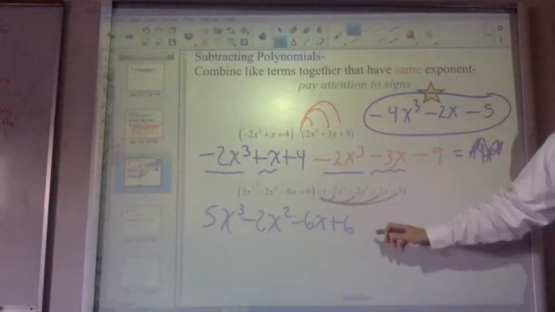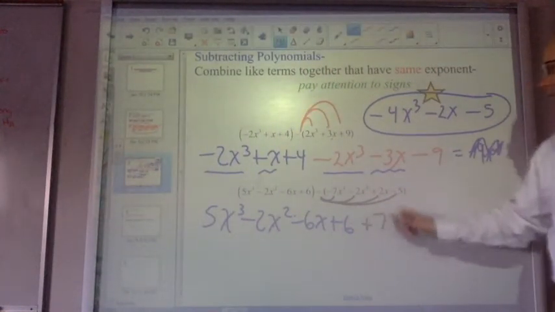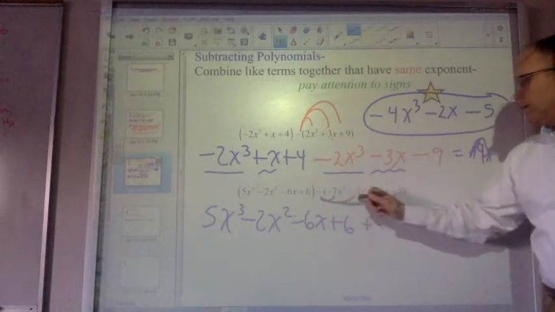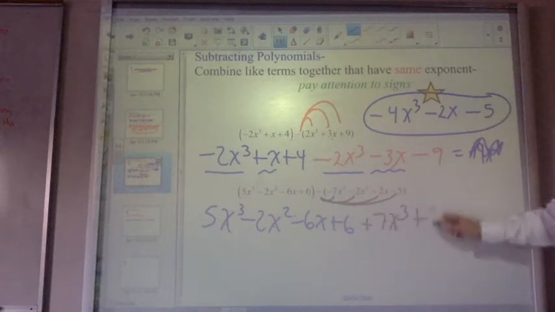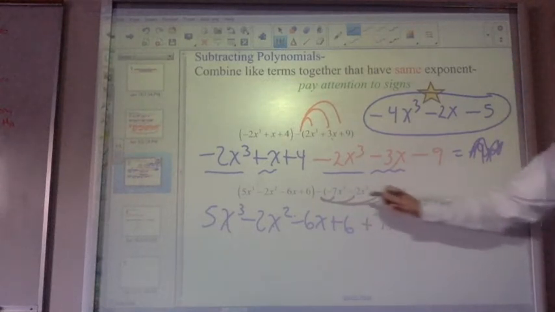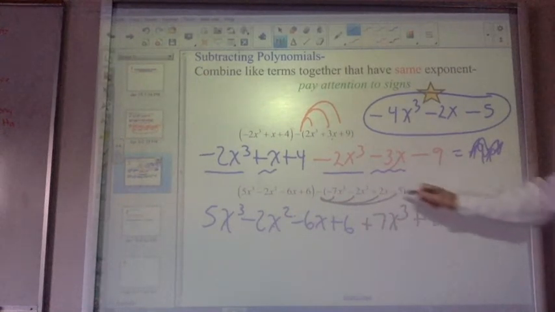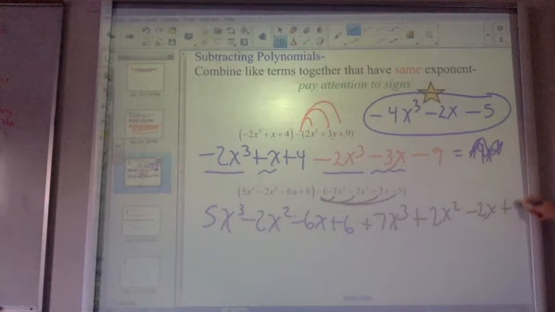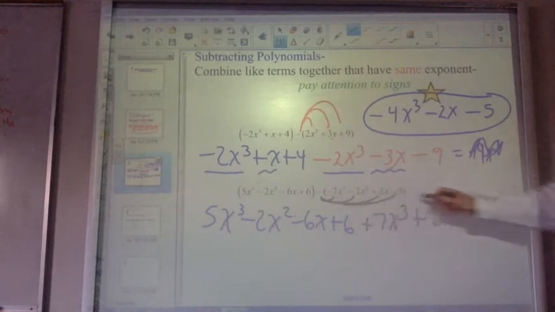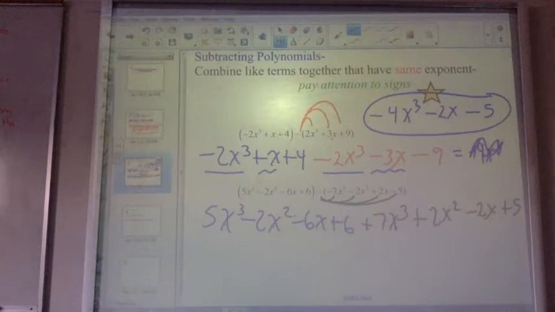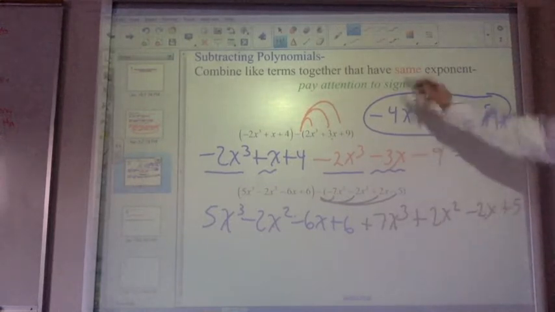So the negative 7x to the third turns into positive 7x to the third. The negative 2x squared turns into positive 2x squared. The positive 2x turns into negative 2x, and then the negative 5 turns into a positive 5. So note how the signs in here changed out there. Is that all right? I do have like terms. So again, like terms have to have the same exponent.